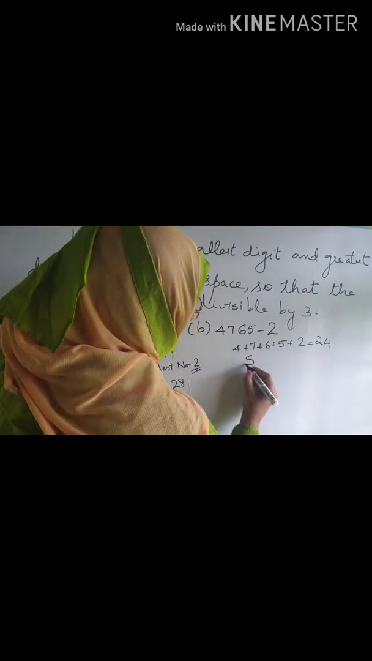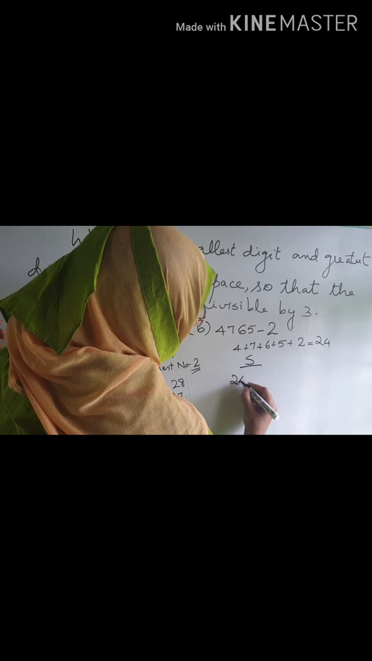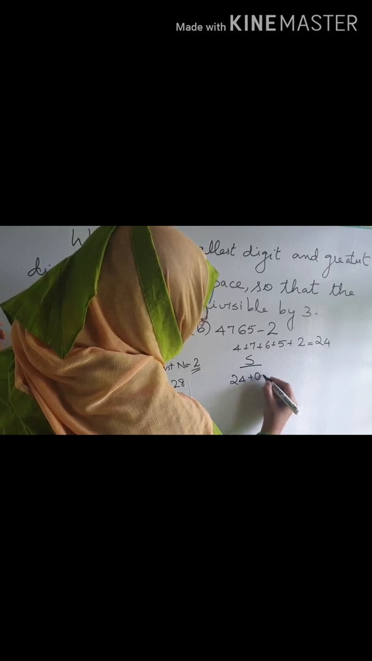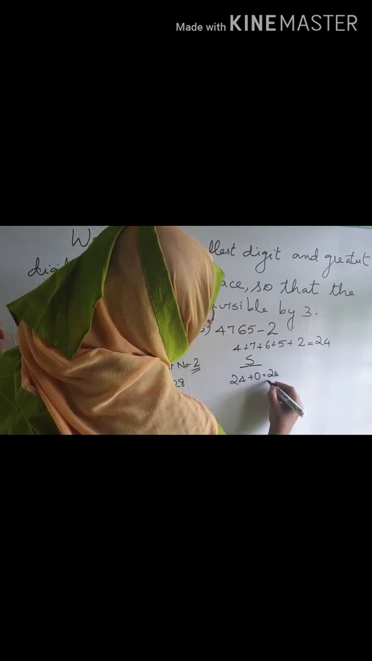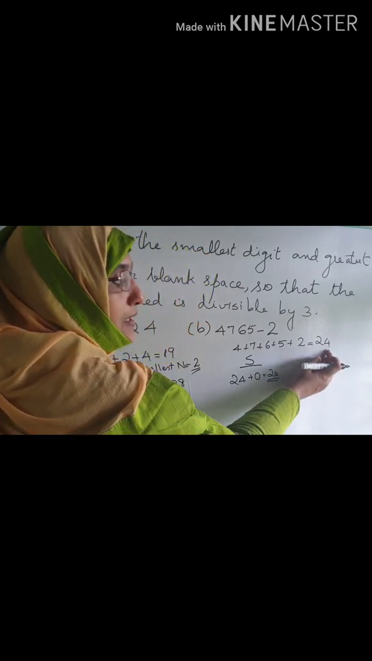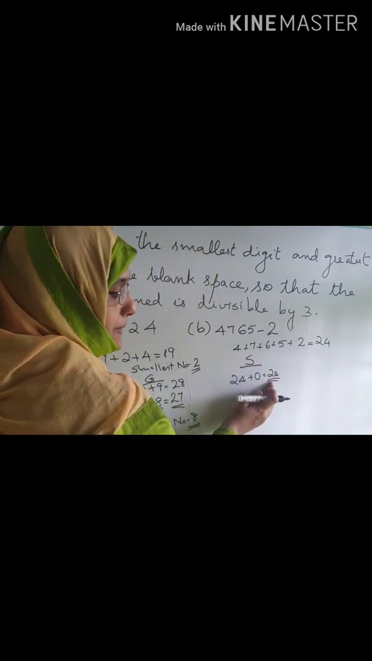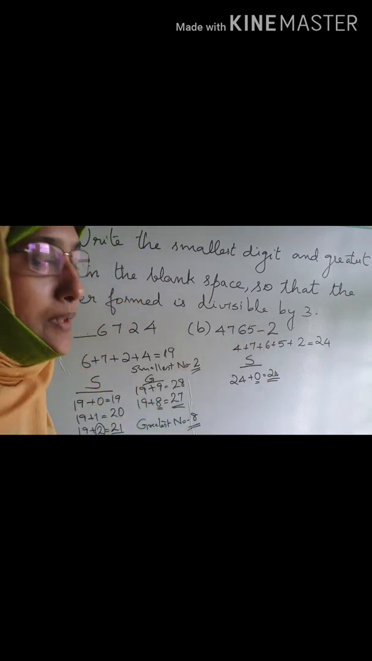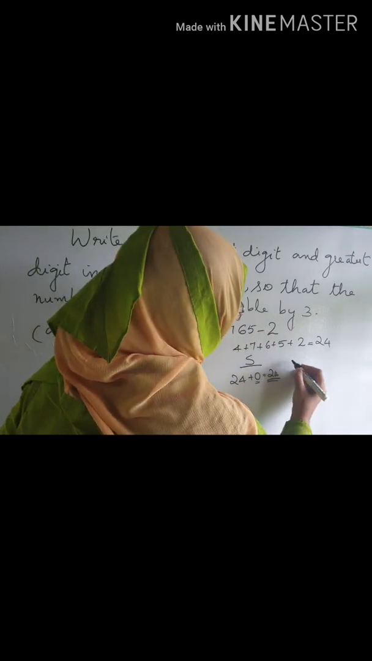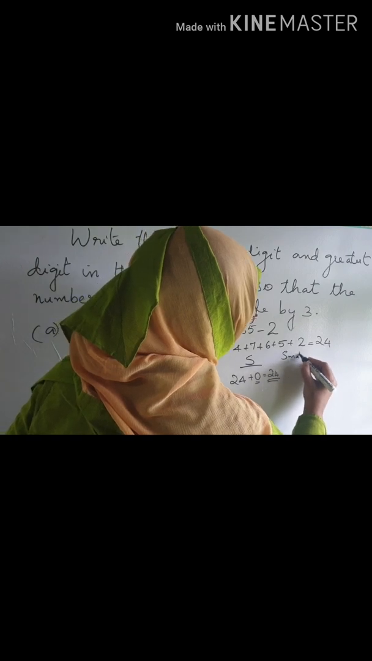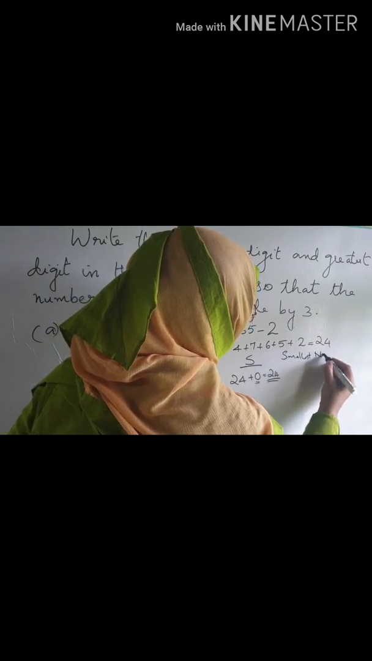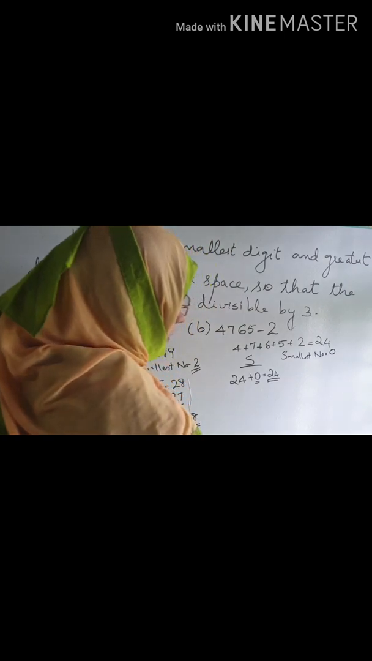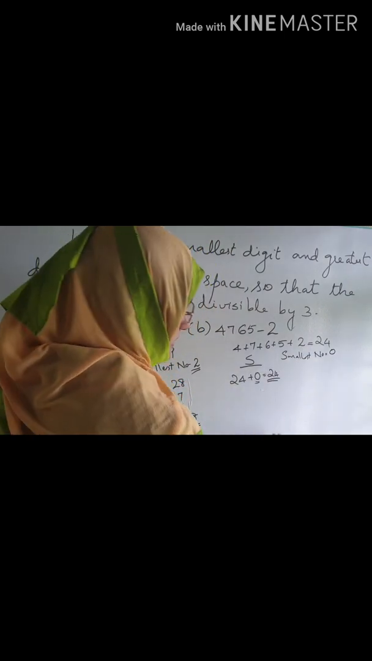So what is the first step to find the smallest? You start adding from 0. 24 plus 0, it is 24 itself. Since 24 is a multiple of 3, 0 will be the smallest digit which you can write there. So the smallest number is 0.